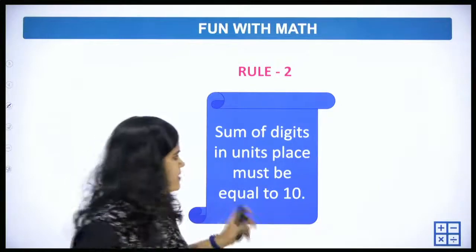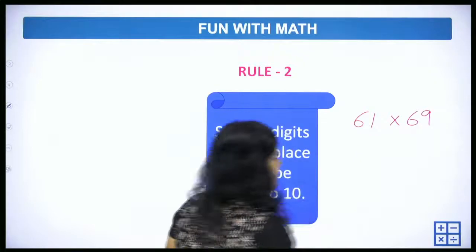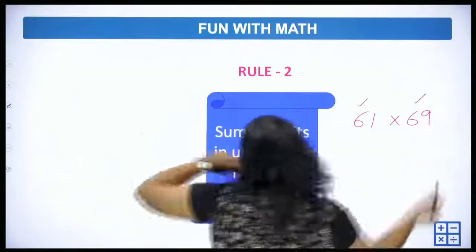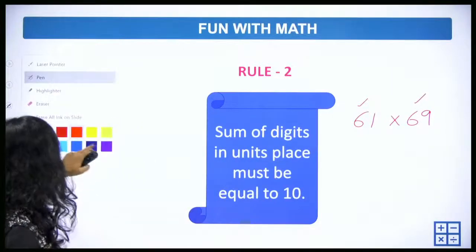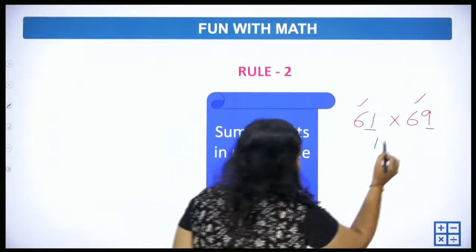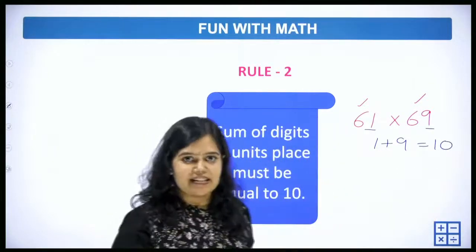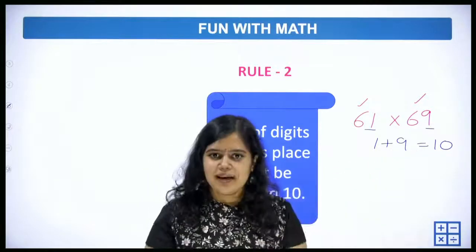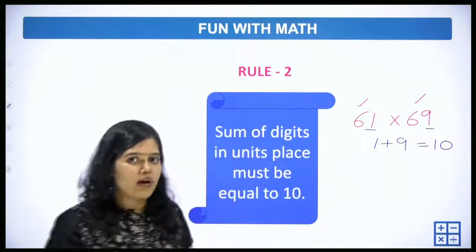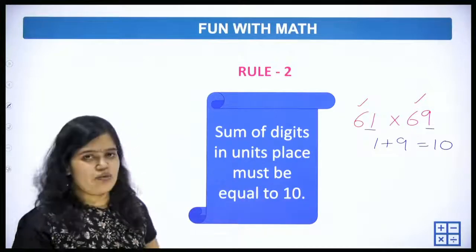Is that happening? What is the number? 61 into 69. We had this number. So yes, tens place is satisfied. What about the ones place? In ones place we have 1 and 9. And 1 plus 9 is equal to 10. So yes, if this is satisfied, we can use the trick we have already used. Okay, so let's check for what numbers we can use it and for what numbers we should not use this trick.